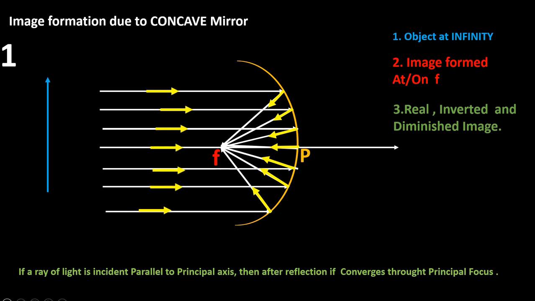When the object is at infinity, a parallel beam of light rays after reflection converges to a point on the principal focus, and that is the location where the image is formed. This image is a real image, inverted and diminished in size.